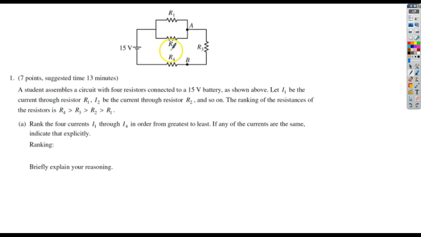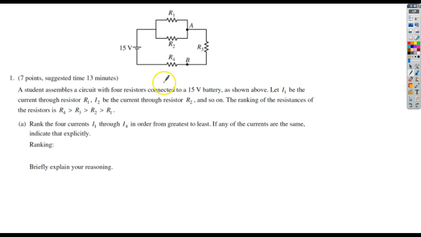Here we've got a circuit. Notice that it is a combination circuit. It has two resistors in series, and we have two resistors here in parallel. Don't start by doing a VIR chart. There's no numbers here except for the 15 volts. So let's read it. It just says a student assembles a circuit that has four resistors.